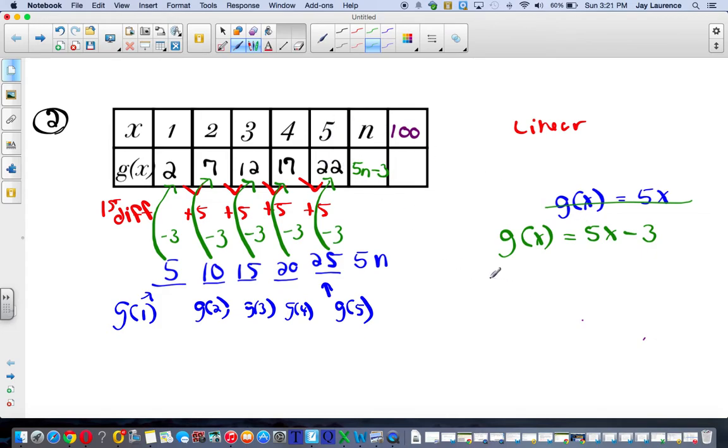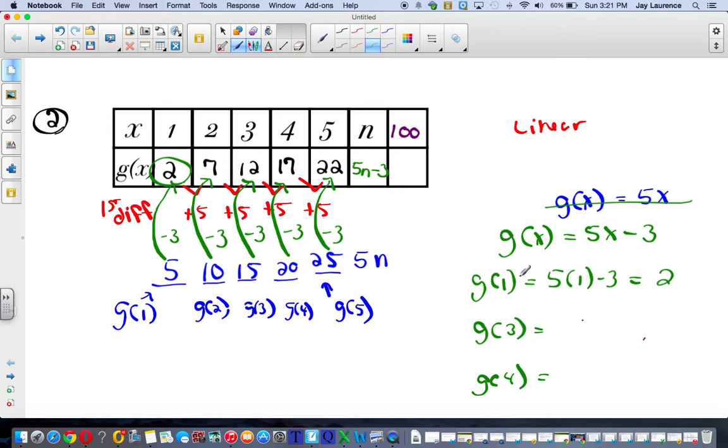All right, well, we better test it. Let's do g of 1, figure out what that is. Let's do g of 3, and let's do g of 4. I'm picking different numbers to test it. I don't know why there's a 0 there. Sorry about that. All right, g of 1. So I'm going to go 5 times 1 minus 3, and that should be 2.